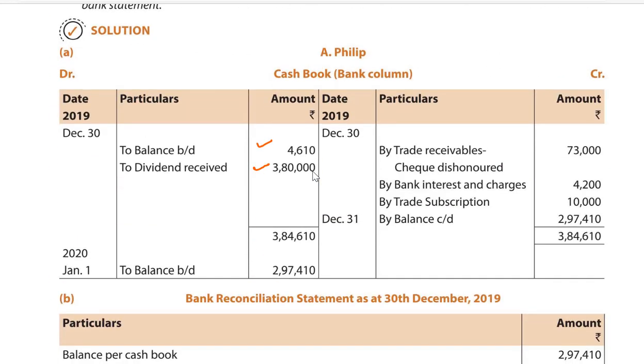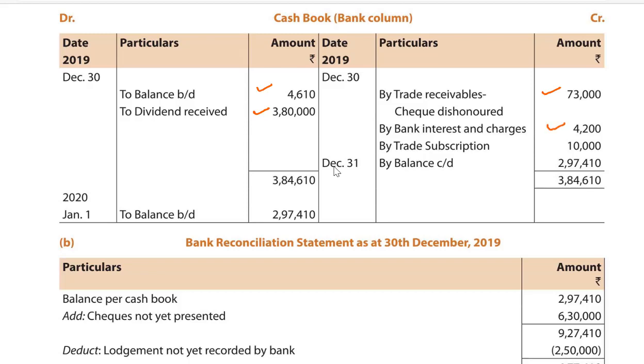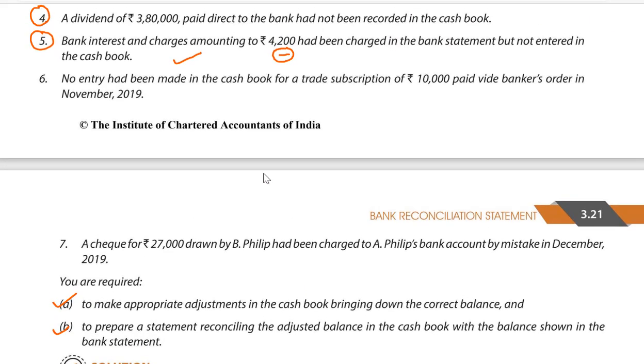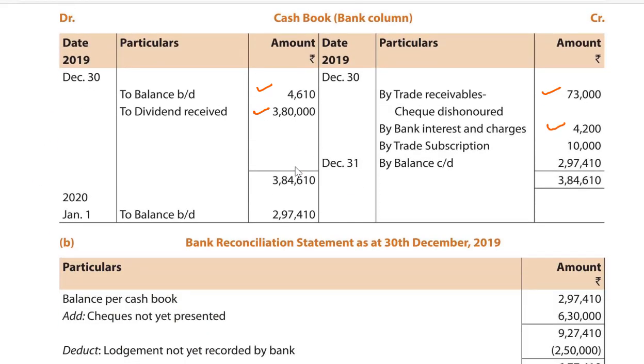So trade receivable check dishonor, minus 73,000. Bank interest and charges. The bank has charged the bank interest, minus. So in the cash book also it will be minus 4,200. We have also taken a trade subscription of 10,000 and the entry was not made. Subscription is a cash outflow, so in the bank column it is minus 10,000. Finally, we arrived at this balance, that is 2,97,410. This is the closing balance, which will be taken as the opening balance in January 2020.